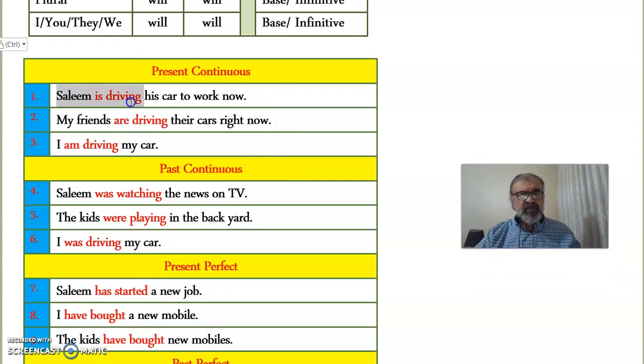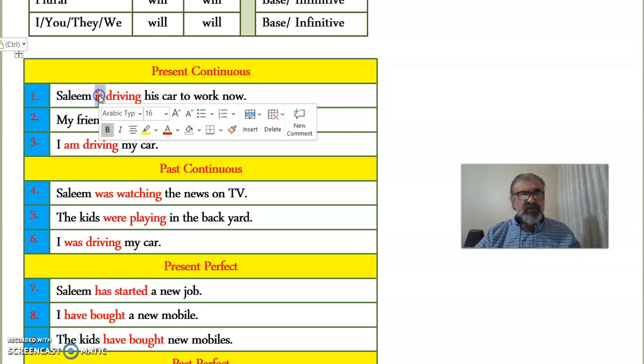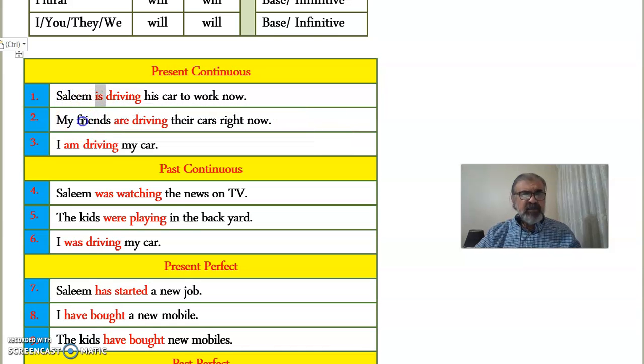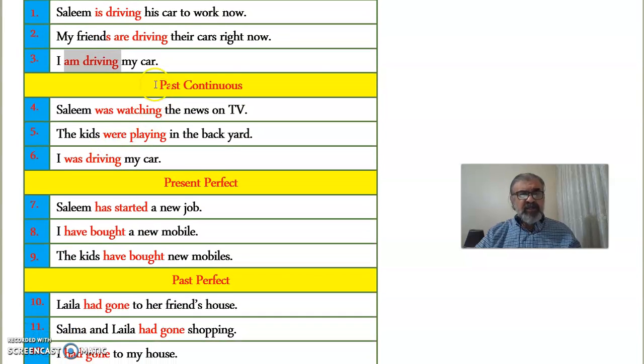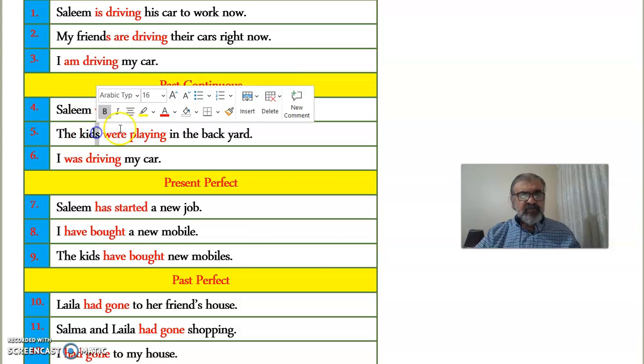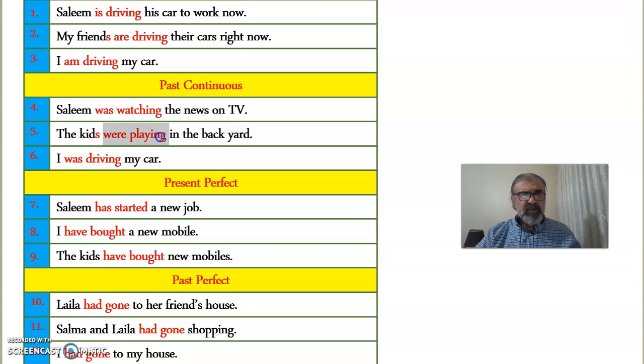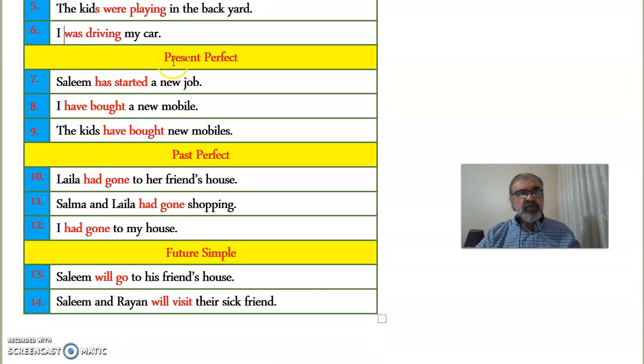Salim is driving. Salim is singular. Therefore, we used is. My friends, plural. Therefore, we said are driving. I am driving. Now, past continuous. Salim was. Again, Salim is singular. While the kids, plural, were playing. I was driving.